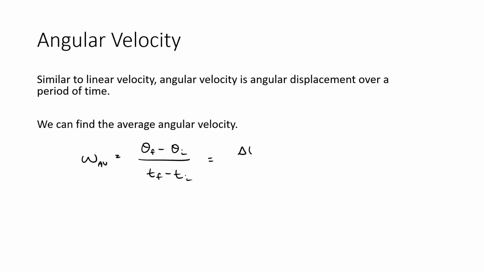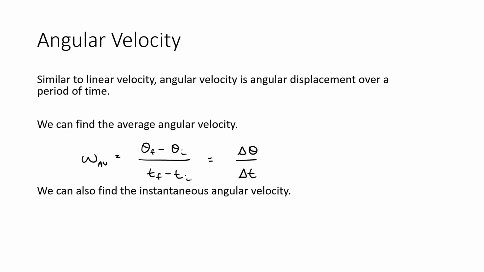Which is basically just the change in angle over the change in time. That's the formal definition. What if I want to know the velocity right at a specific moment? That's the instantaneous velocity. So the formal way is the limit as time goes to 0.